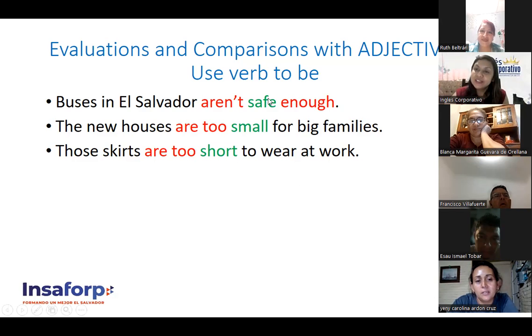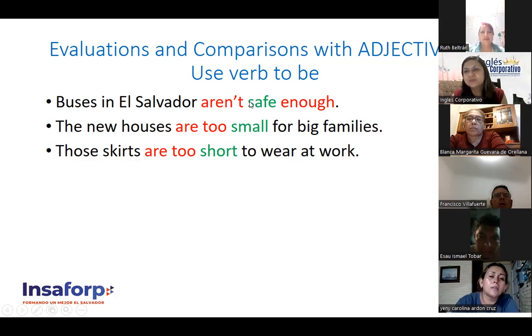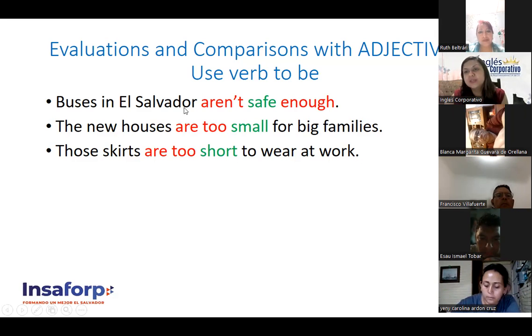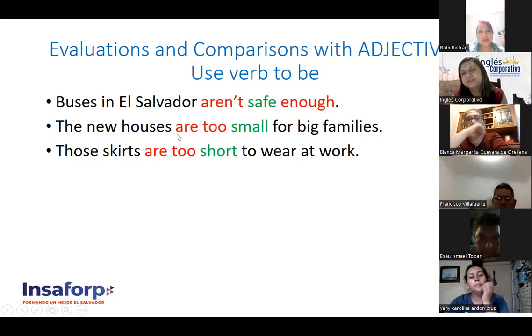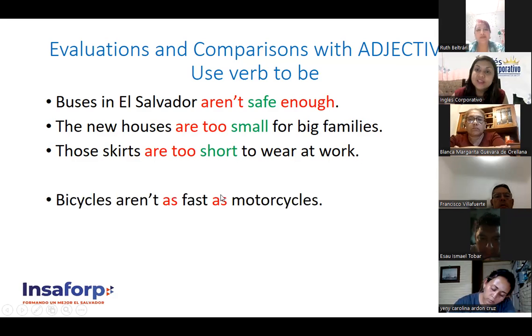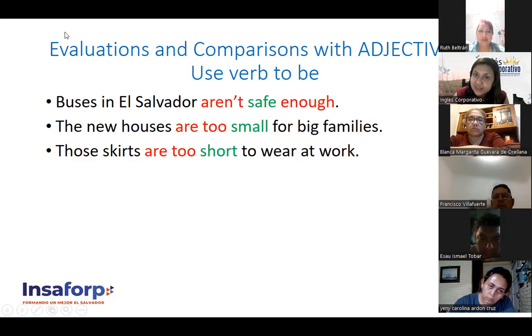Okay, so as you notice, we are using adjectives, right? What are the adjectives? Safe. Small, short. Small and safe. And we are using the verb to be, right? Plural form in this case. Aren't enough. Are too small for big families. Are too short. Now, the first three sentences are evaluations, I'm making an evaluation.